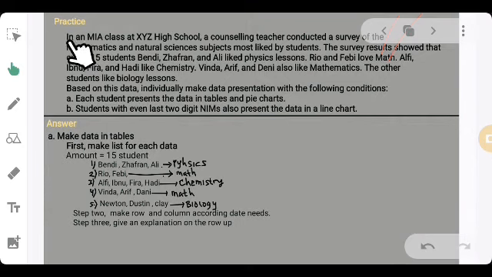Practice question. In a MAA class at XYZ High School, a survey was conducted of the mathematics and natural science subjects students like. The survey results show that out of 50 students, Bendy, Zavra, and Ali like basic lesson, and Rio and Febi love math. Alfi and Ibnu like chemistry, Finda and Afif like math, and the other students like biology. But based on the data, make a data presentation with the following conditions: present the data with a table and a pie chart.